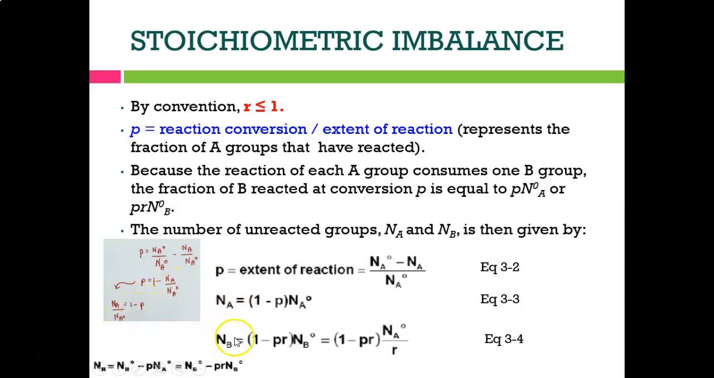The same goes for NB, where we just add R here, which is the stoichiometric imbalance. Because we need to put the R next to the extent of reaction. And 1 minus PR times Nb naught is Na naught over R.